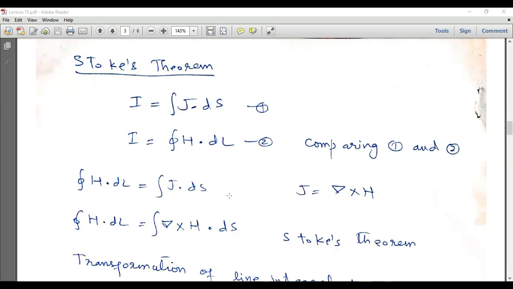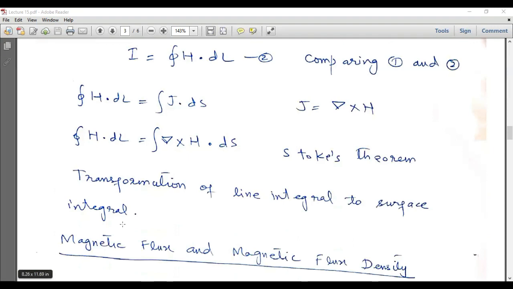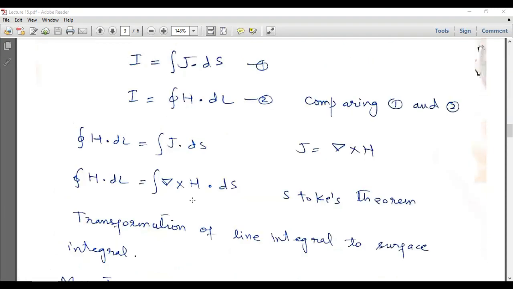So putting this value of J in this expression, we will have the line integral of H dot dl is equal to the surface integral of del cross H dot dS, and this is called Stokes theorem. It can be applied to any vector field. Here the vector field is H, and this theorem contains only one vector field. Stokes theorem is actually the transformation of a line integral to a surface integral. So at the left hand side we have the line integral, and at the right hand side we have the surface integral.